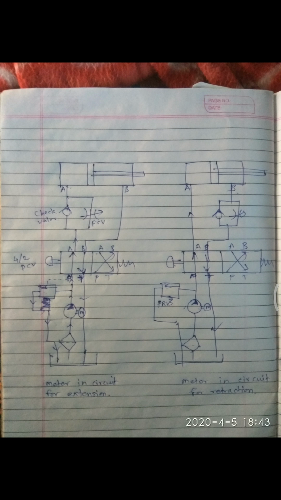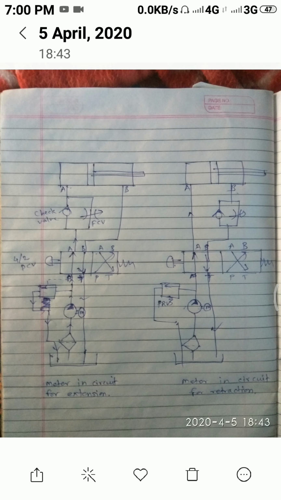Now in position number 1, whatever the diagram is there, what will happen, from P to A, supply is going inside the cylinder. In the outward side, whatever the fluid is there, there is no restriction, so all the fluid is bypassed to the cylinder. So fast stroke in a forward direction, and in the retraction stroke metered quantity is given. So now this is the meter in circuit for the retraction. Now we will see the meter out circuit. Now meter out circuit for the extension.